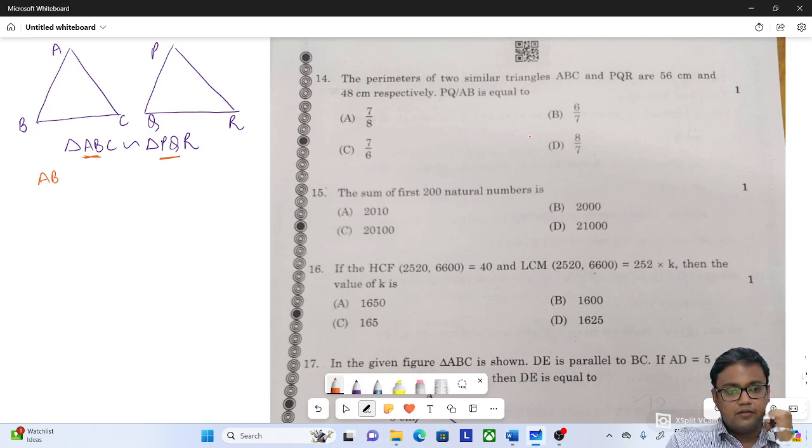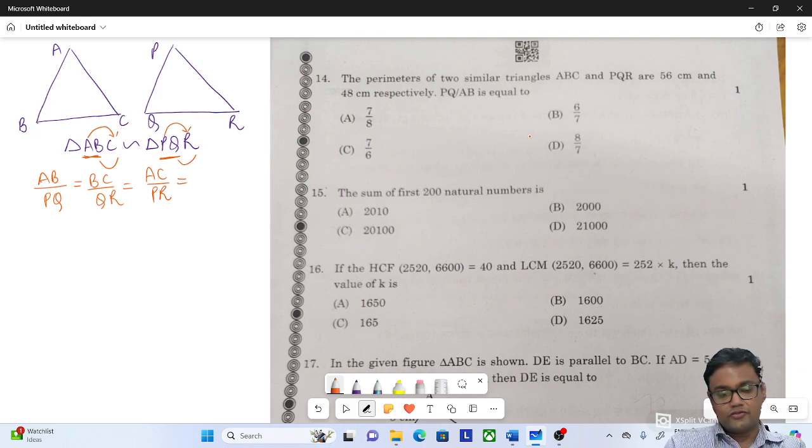So, the ratio of AB to PQ will be proportional to BC corresponds to QR, that is BC upon QR is equal to AC upon PR. So, why not assume all these ratios equal to a constant value k. Some number will come, it will be some fraction, so why don't we take it as k. So, by cross multiplication I can write AB equals k times PQ, right. BC is equal to k times QR and AC is equal to k times PR.